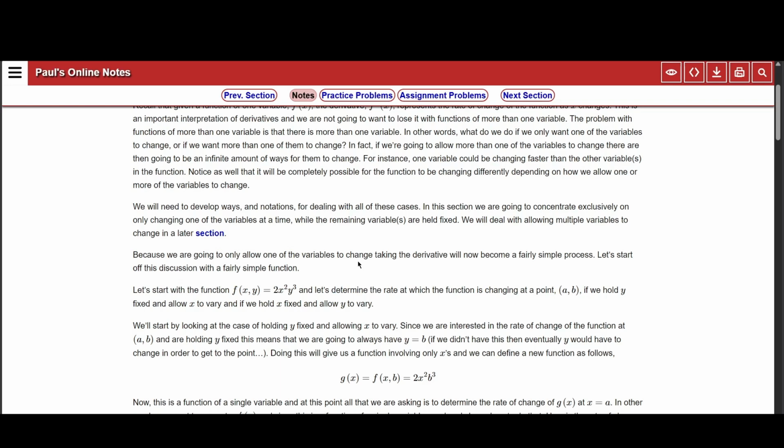So it says here we will need to develop ways and notations for dealing with all of these cases. In this section, we are going to concentrate exclusively on only changing one of the variables at a time, while the remaining variables are held fixed. We will deal with allowing multiple variables to change in a later section.